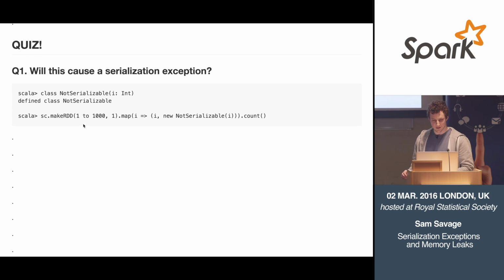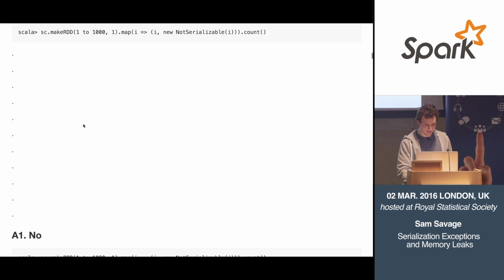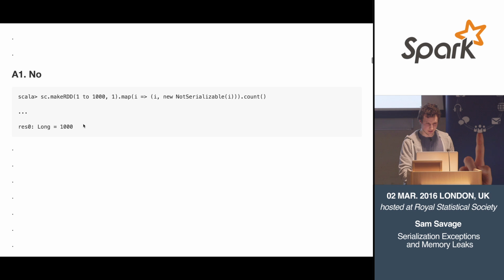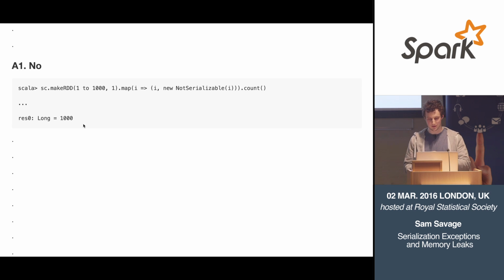I don't know if you want to shout out or show hands. We've got a class not serializable, but we make a silly RDD, and we map things to this tuple with not serializable, and then we count it. Will this cause a serialization exception? Who said yes? No, it won't. Because if we go back a few slides, it has to be collects, and you have to move the data around. You can have data that's not serializable in your RDD, it doesn't matter. When you try and move it, that's when you're going to get the problem.